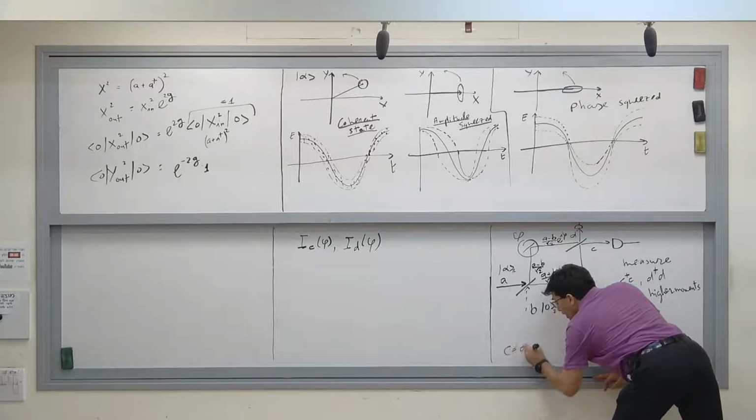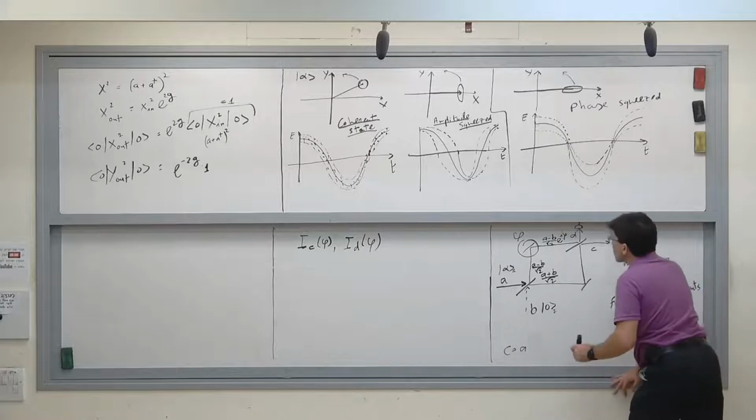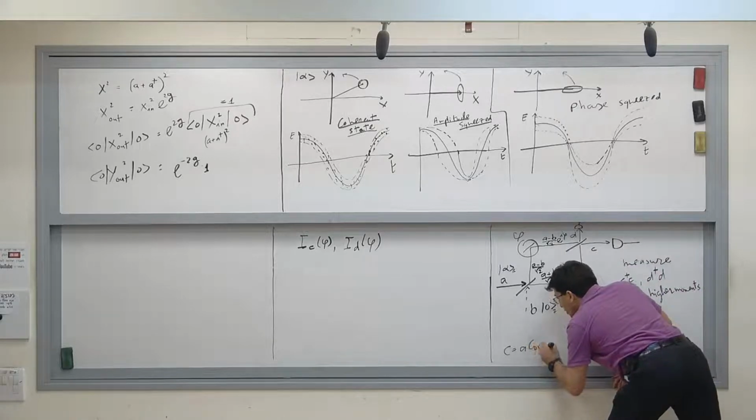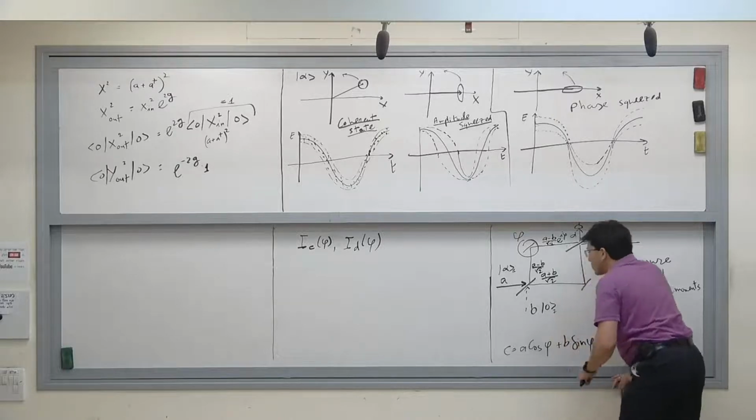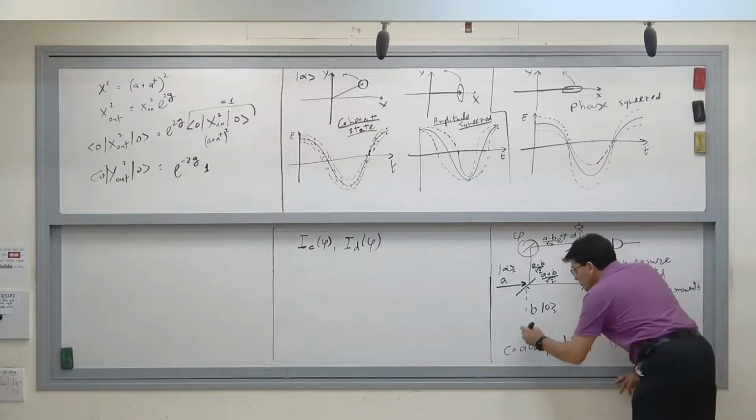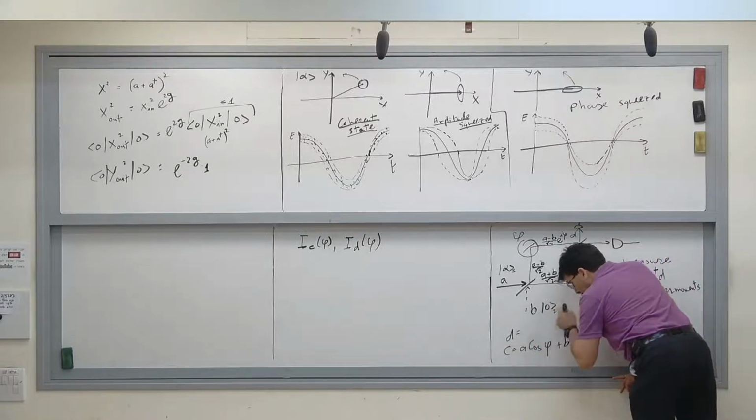C equals A times cosine phi plus B times sine phi, and D equals what?